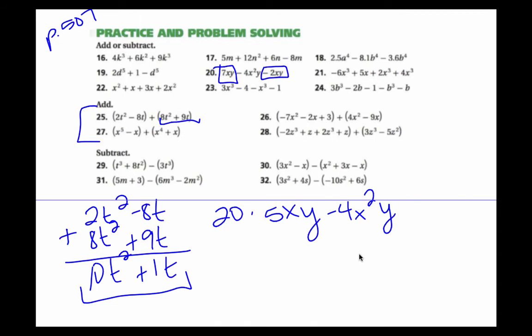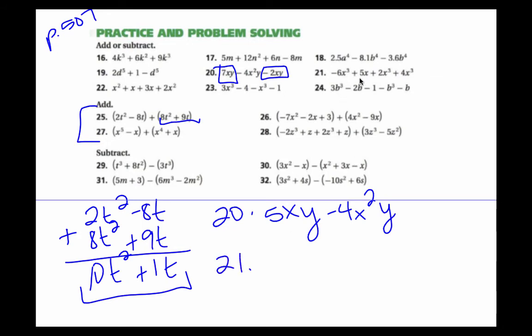Now remember when we talked about standard form? Standard form only applies if there's only one variable. There are two variables here, okay? And so we don't have to rewrite this. That could be our answer. All right? Let's look at number 21.